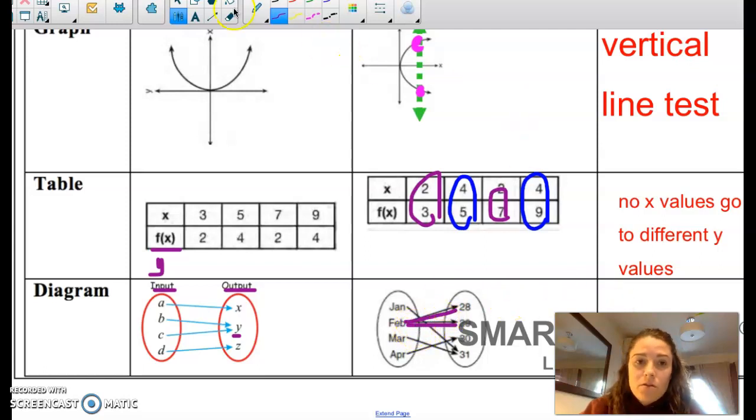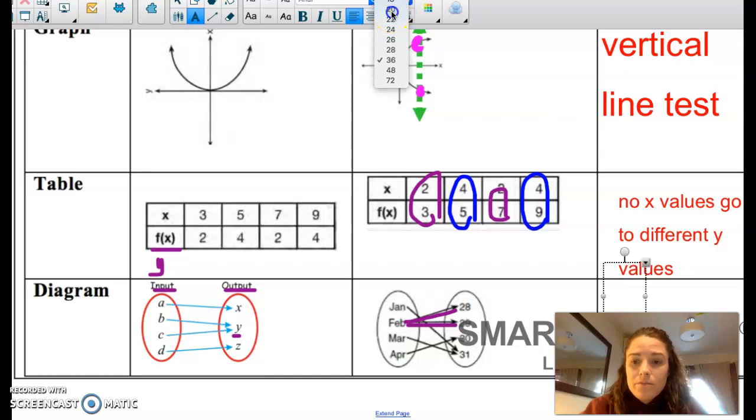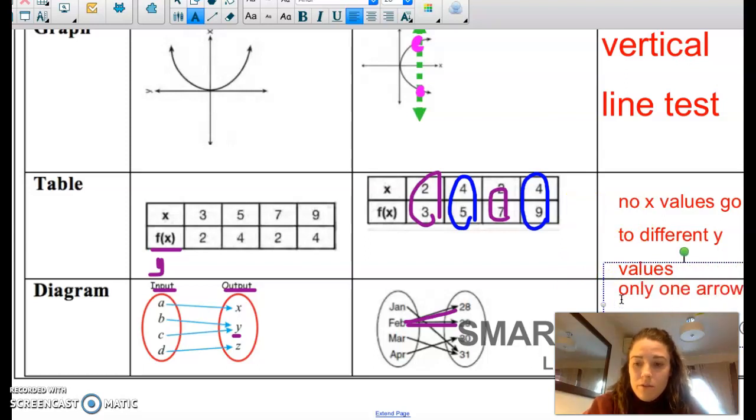All right, so here, a little note that we can take. Only one arrow from your input to output. You might see this described as x and y, or your domain and range. All of those mean the same thing.